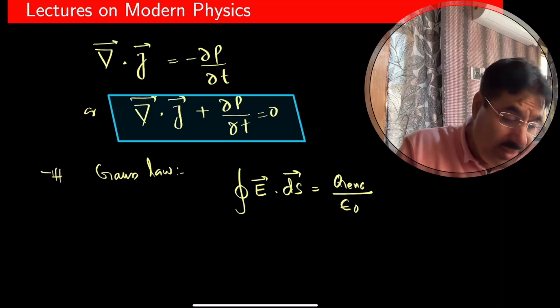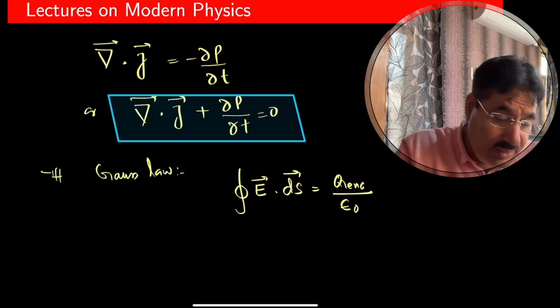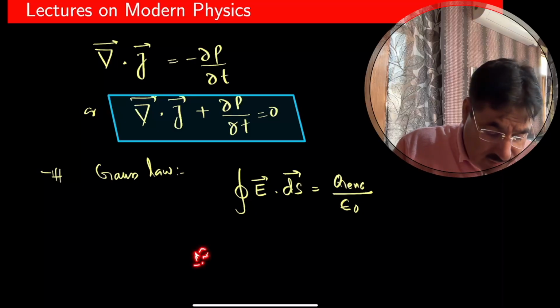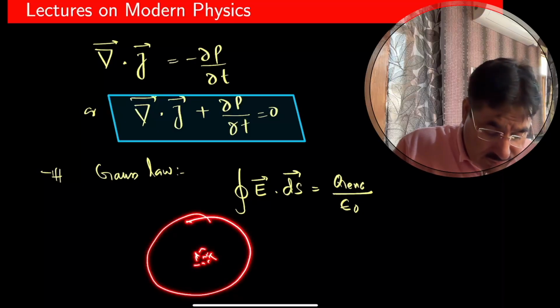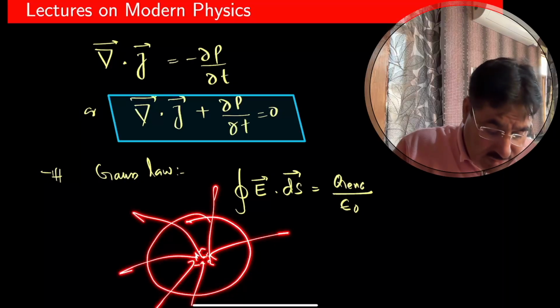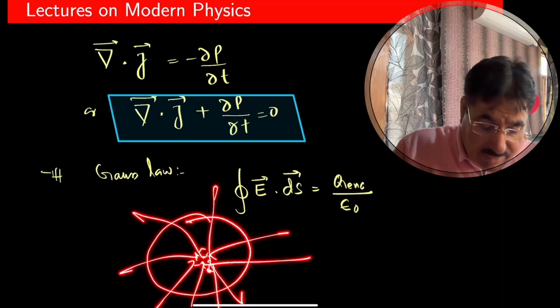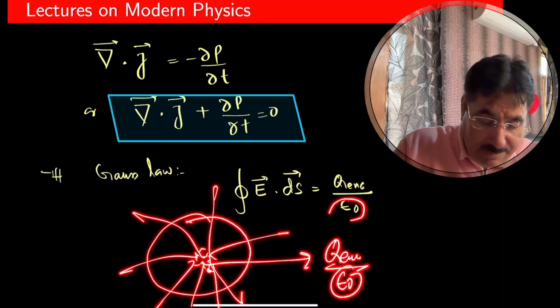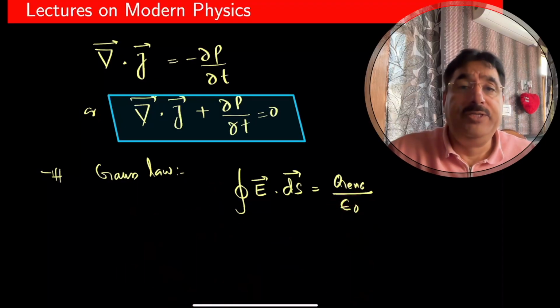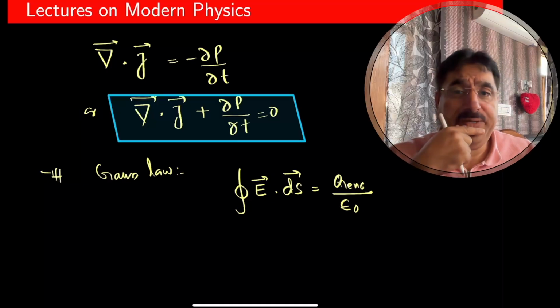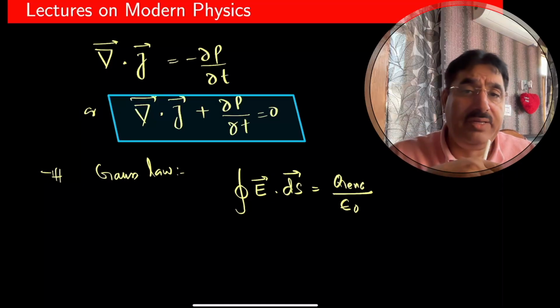What it tells me is that if there is charge somewhere and I have a closed surface, then the flux through that surface is given directly by the charge within the surface divided by epsilon naught. Epsilon naught is called the permittivity of free space. What do we mean by permittivity?